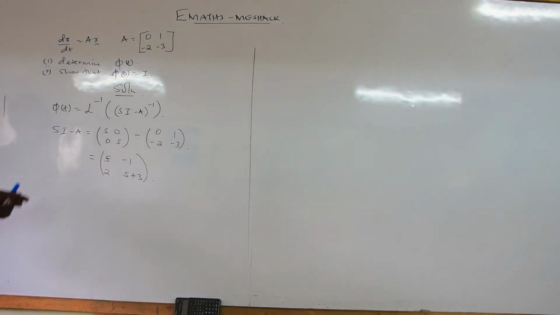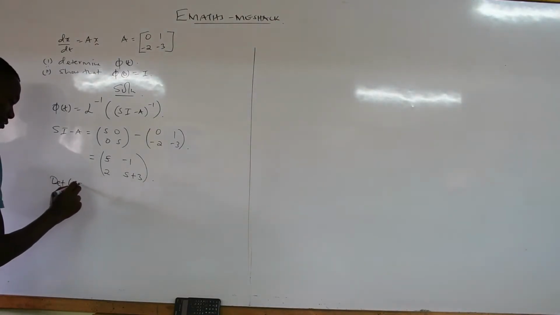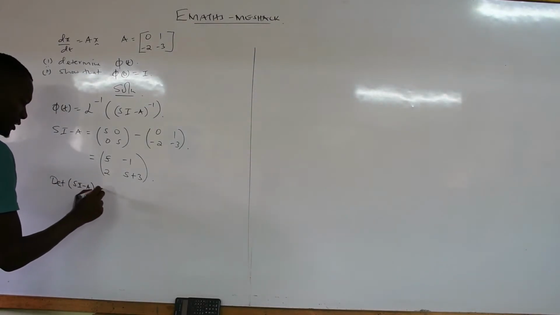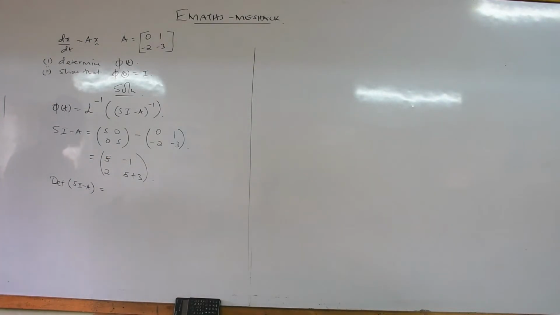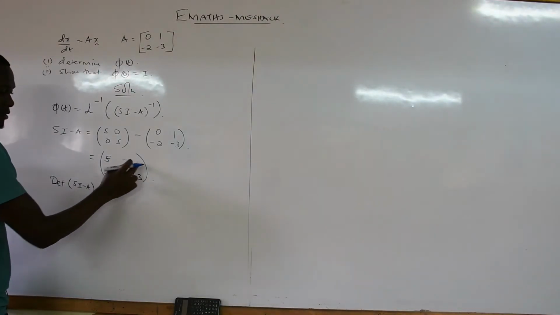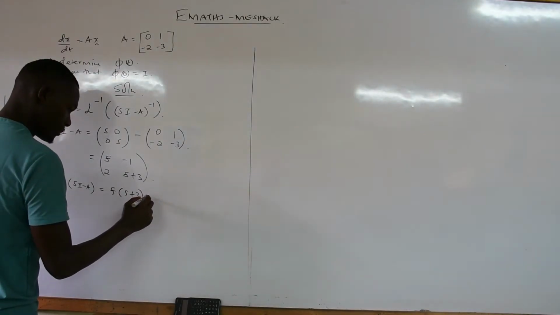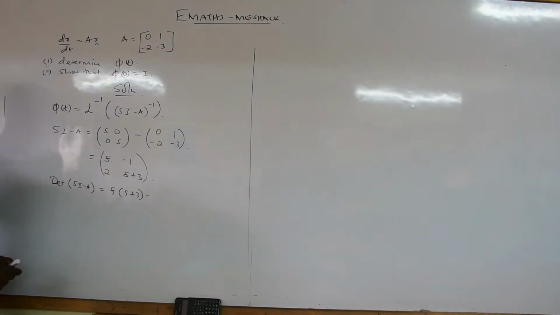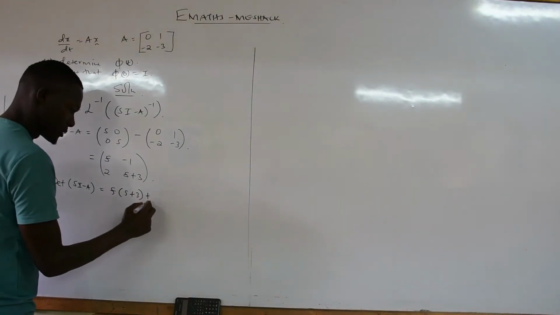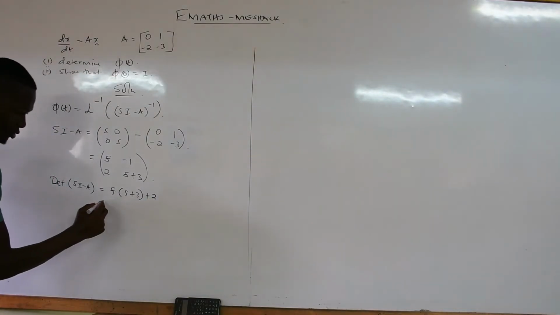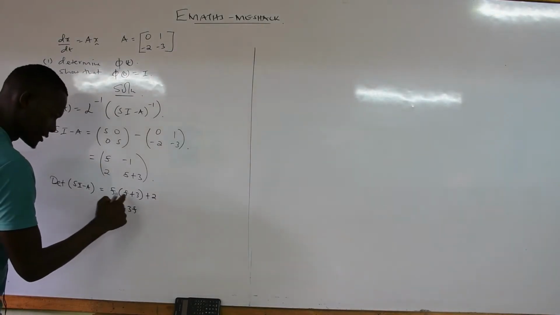Now the second step is to get the determinant of sI minus A. How do you get the determinant? Multiply the elements in the main diagonal, subtract the product of the elements in the minor diagonal. So this multiplied by this, then this and this. You have s times (s plus 3), minus 2 times negative 1 gives you negative 2, but you have another negative all together, so this becomes positive 2. When you expand this, you have s squared plus 3s plus 2.